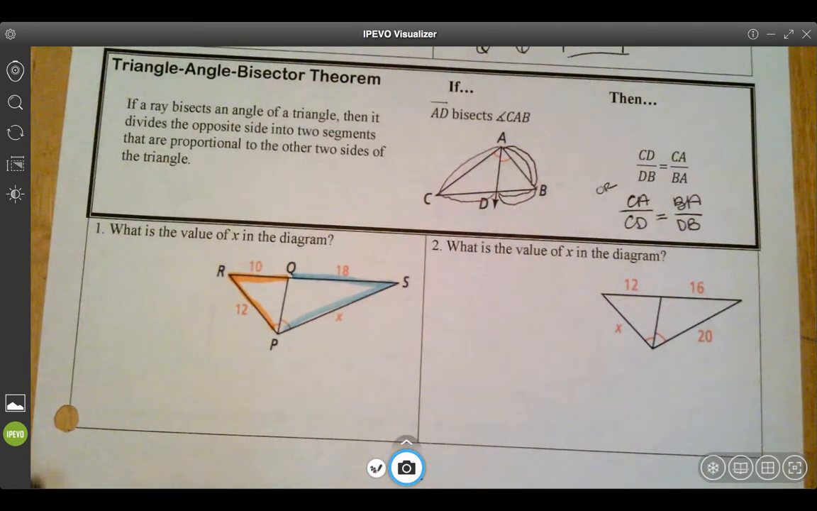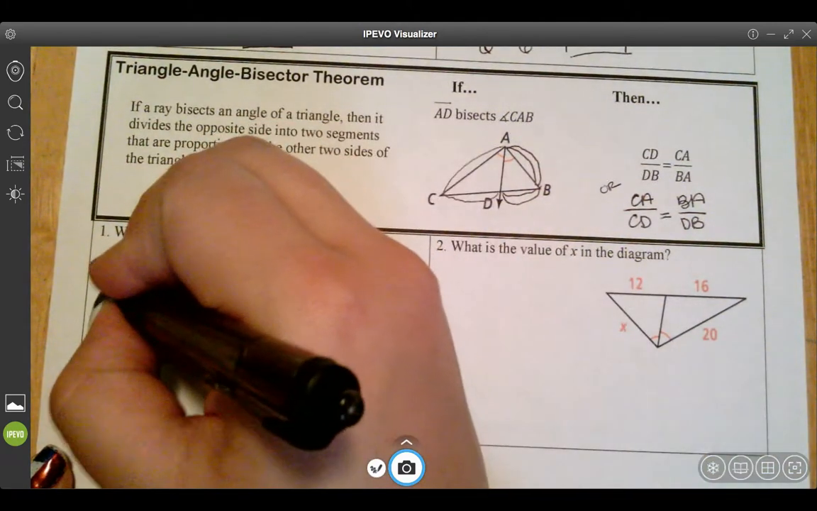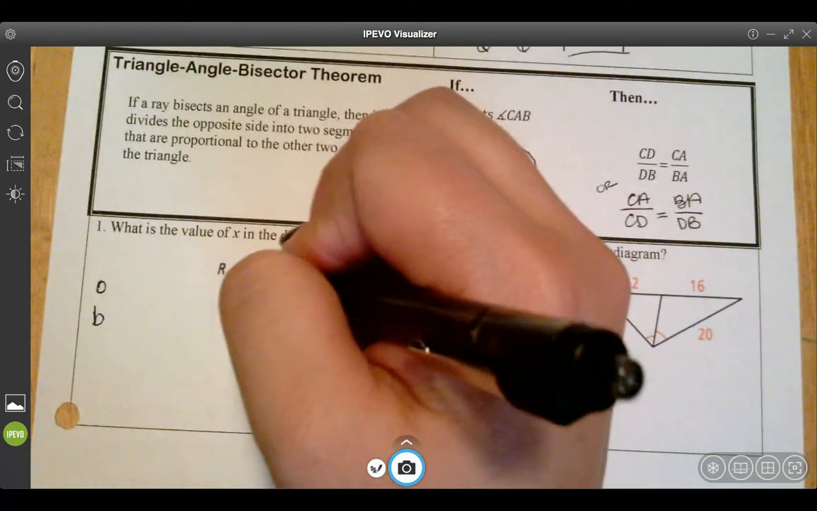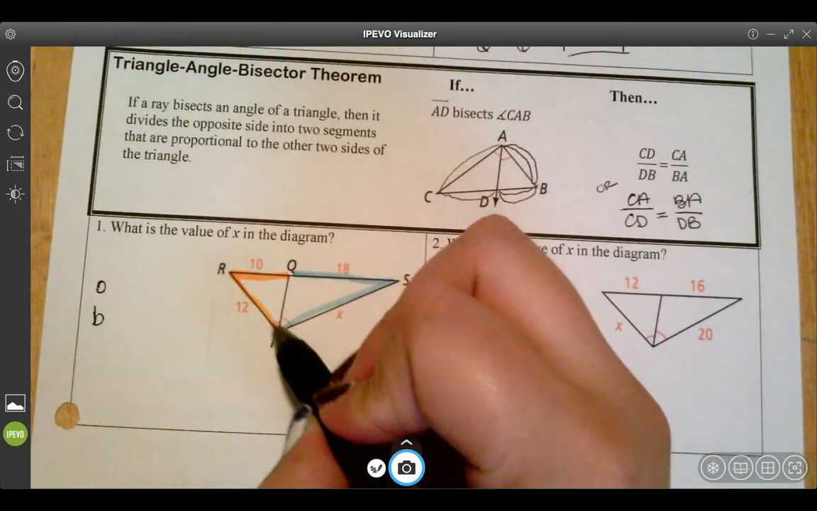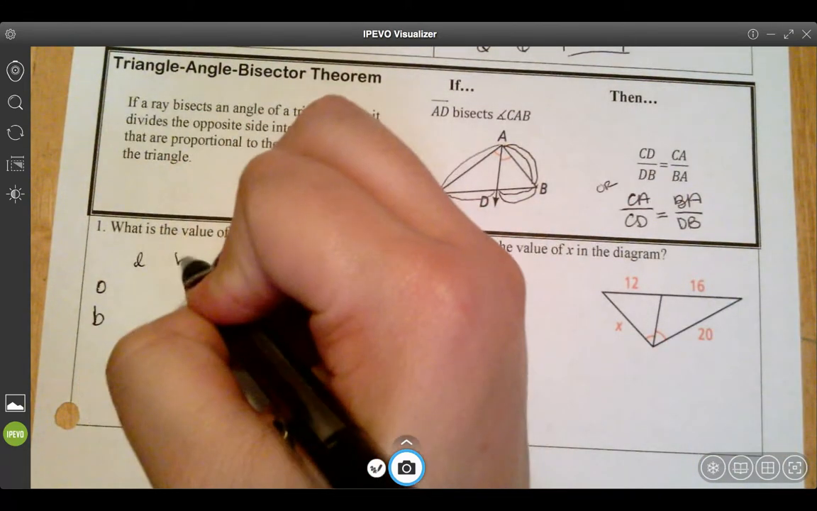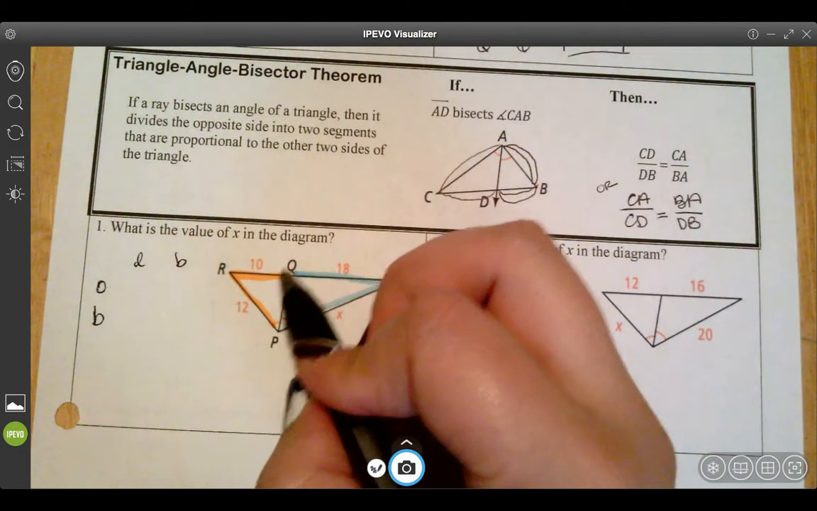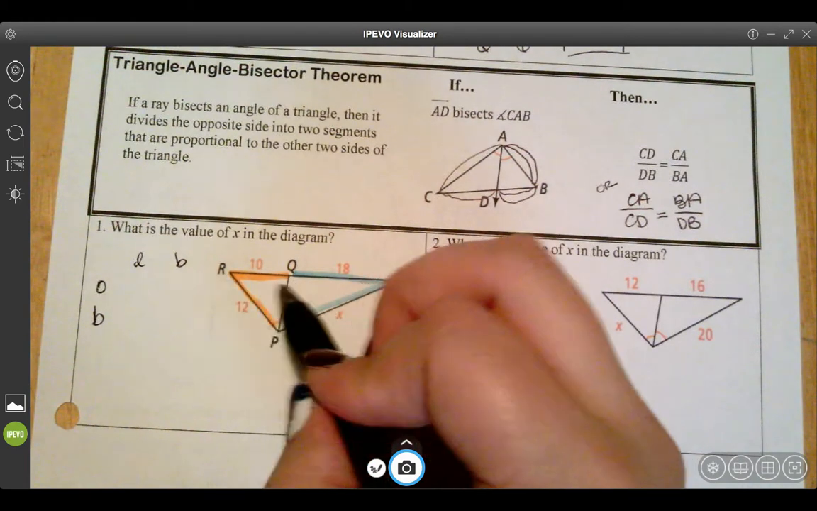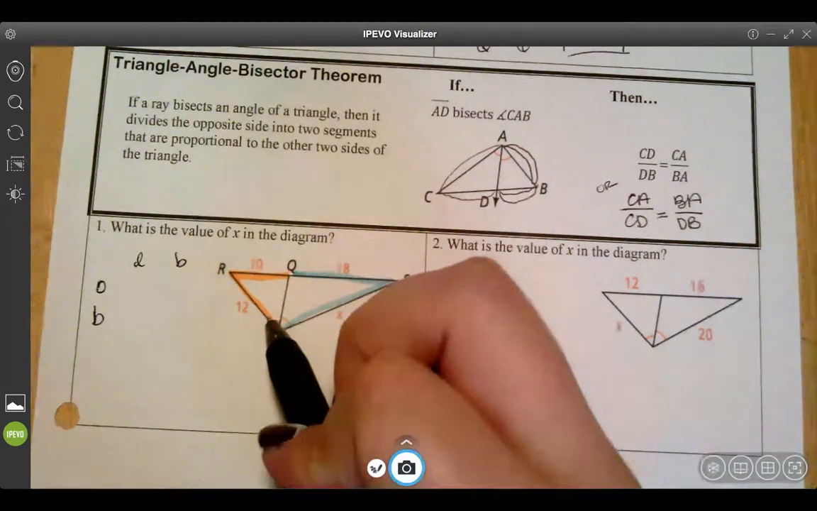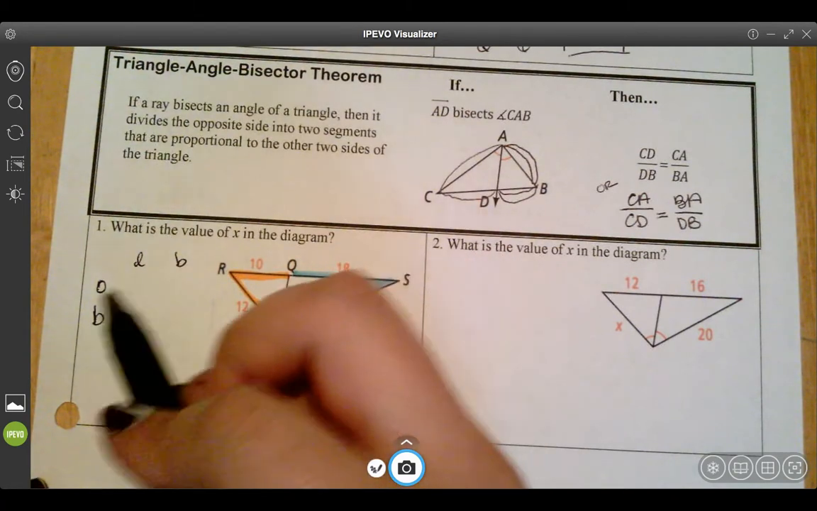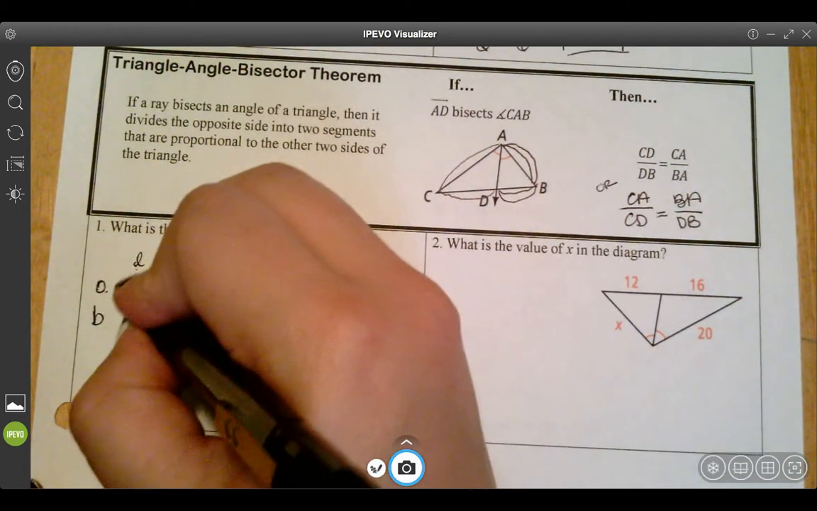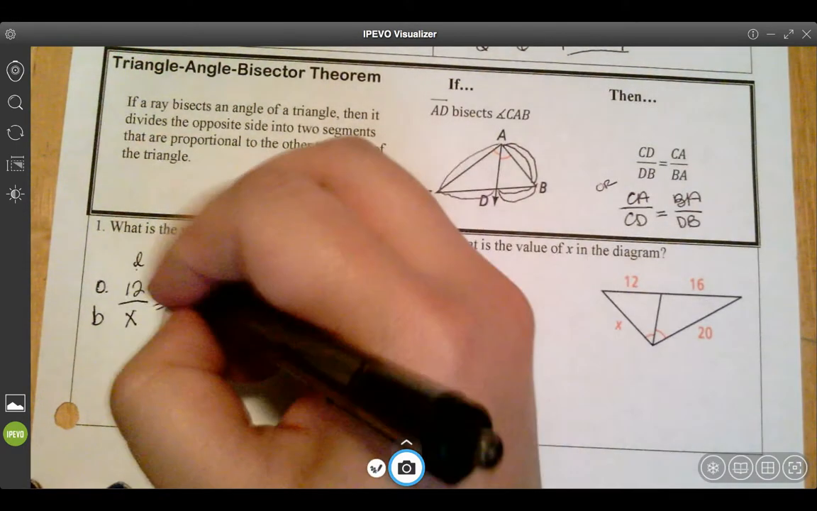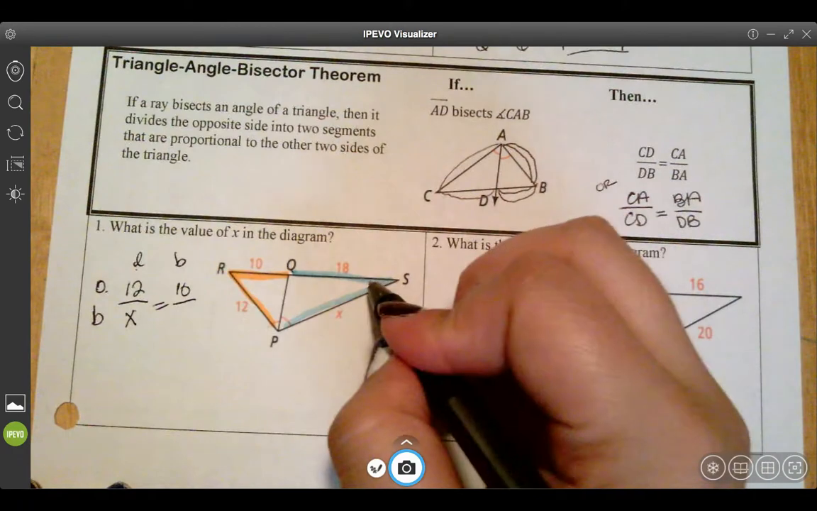Okay, so again, we're going to set this up. We'll say orange and blue. And what I'll do is I will do a side, or a leg and a base. The base is the one that's cut. So you could say whole and cut, or something that will help you remember to put these in order. So we'll do orange leg is 12, blue leg is x, orange base is 10, blue base is 18.